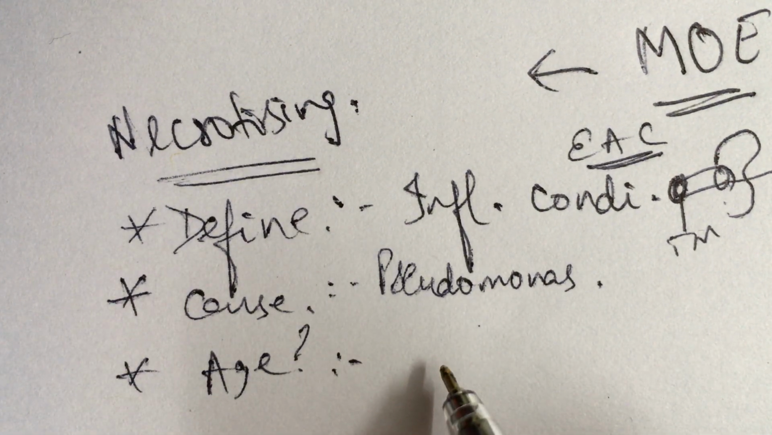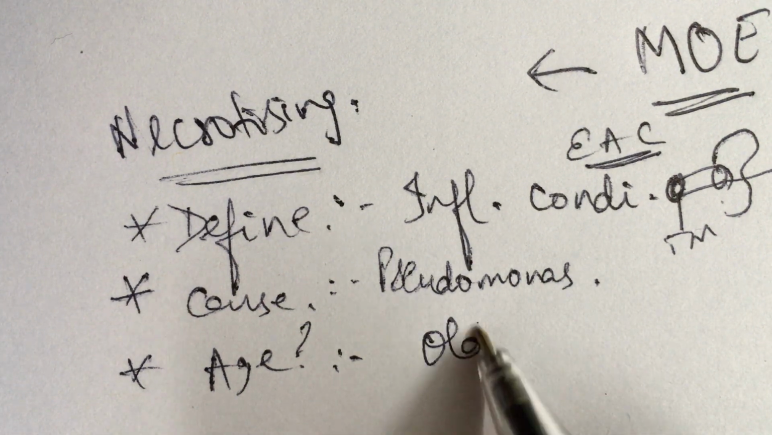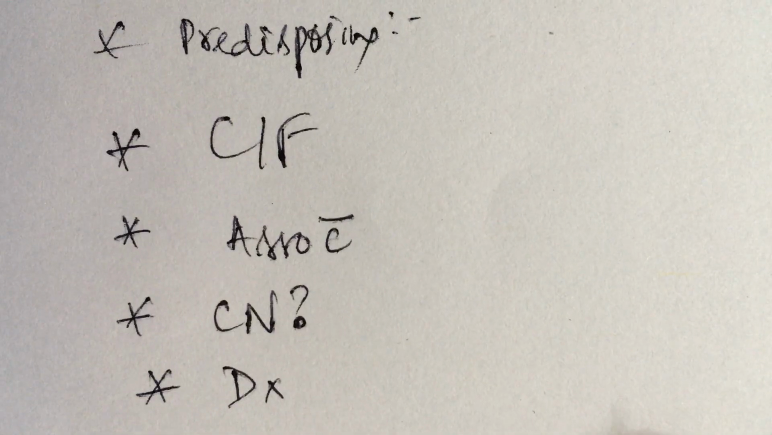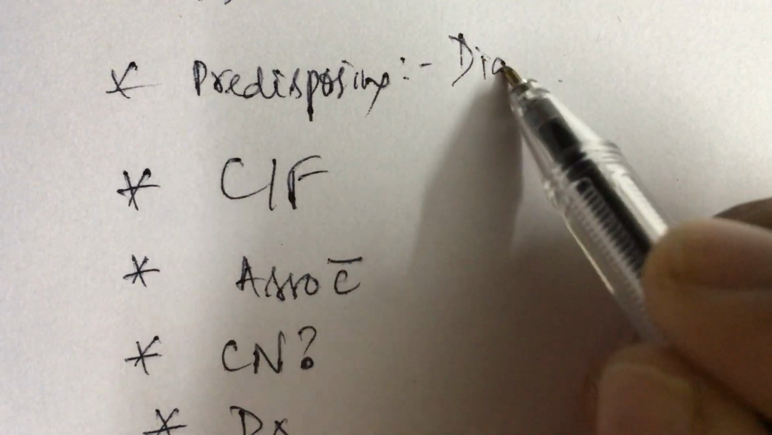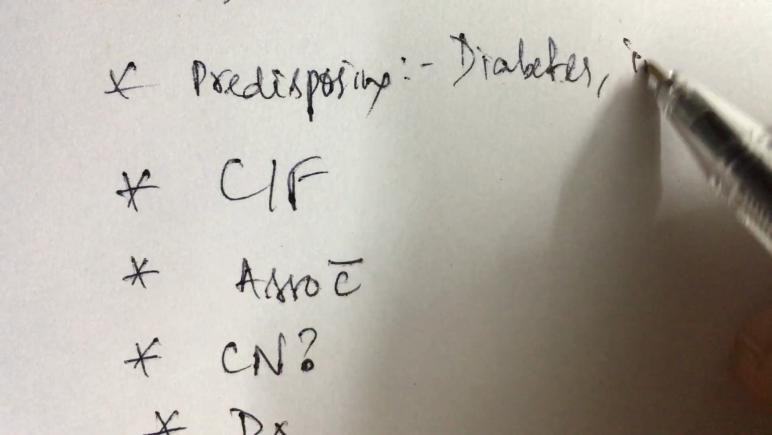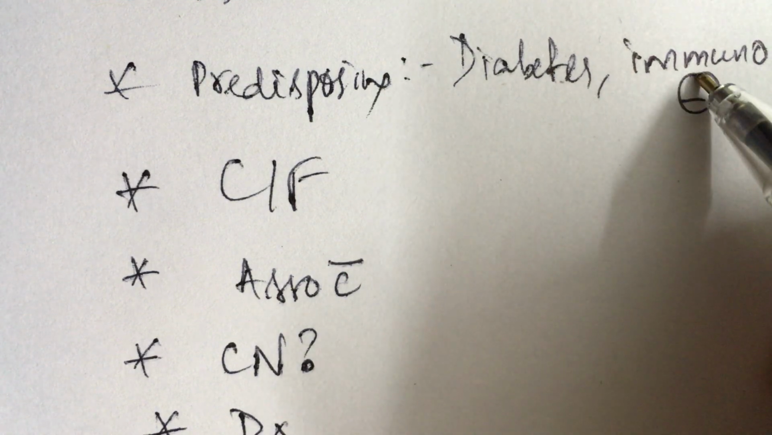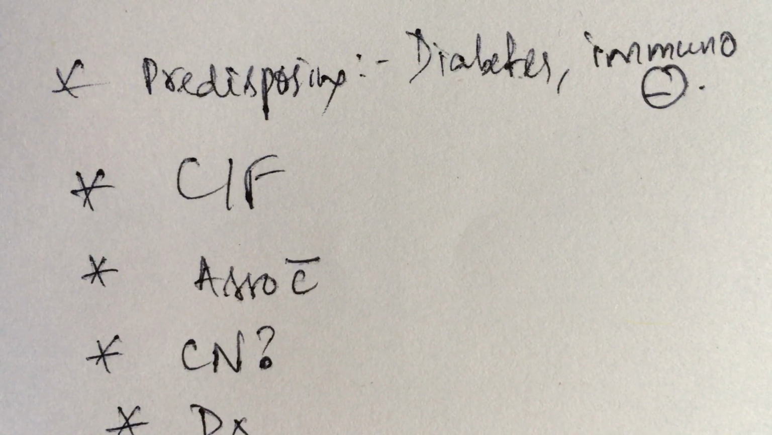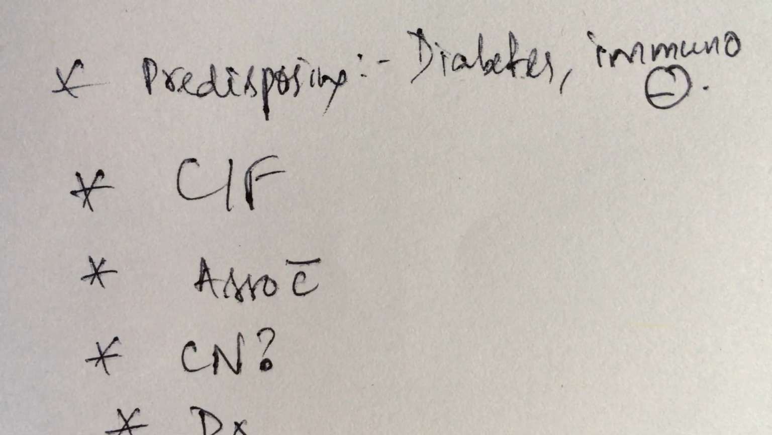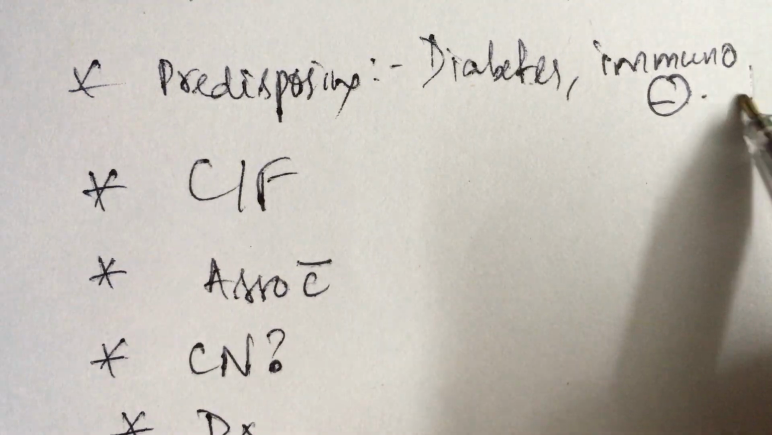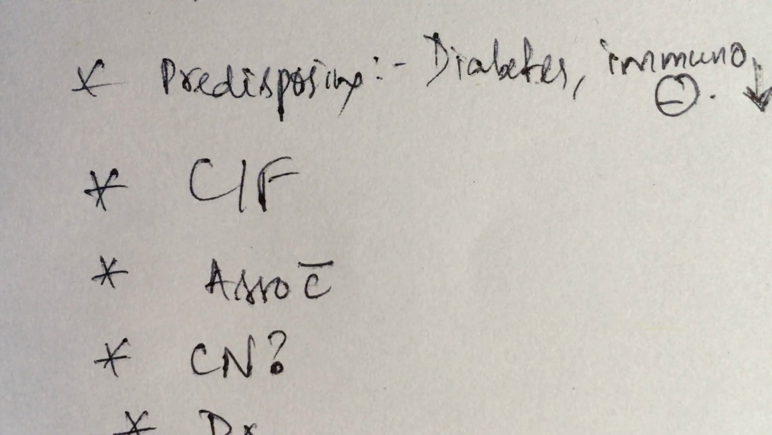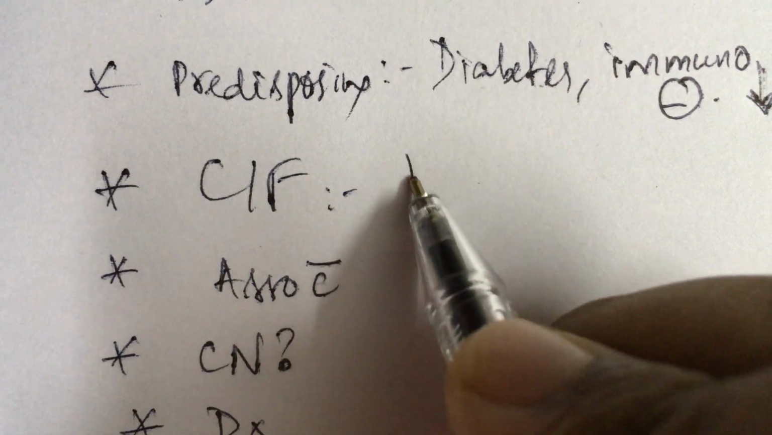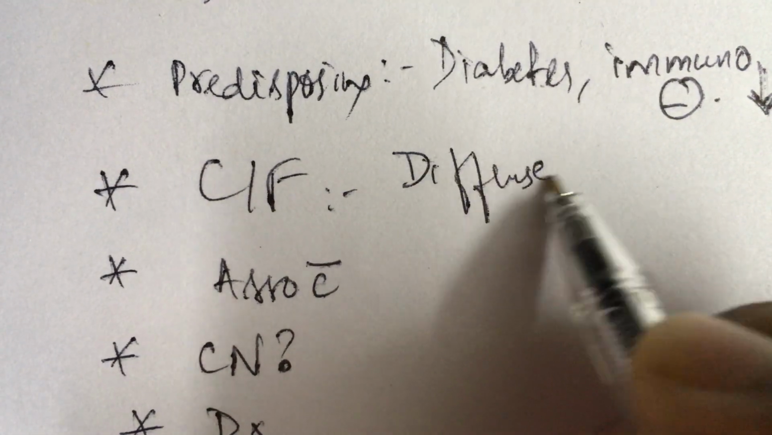The age group of people who are going to be affected is old people, especially people who are having predisposing conditions like diabetes, or the person has some immunosuppressed state. So for instance, if the person is either on tablets which cause immunosuppression, or he has a disease which causes immunosuppression, either way, if his immunity is very low, then obviously the person is going to get this ear infection.